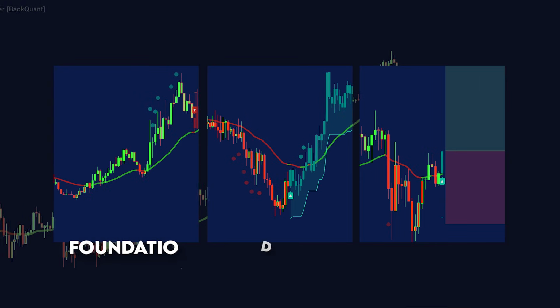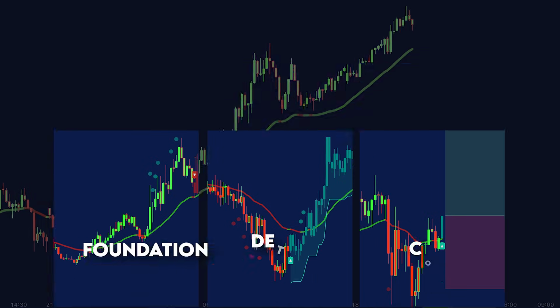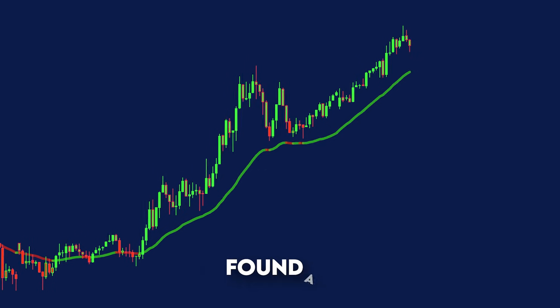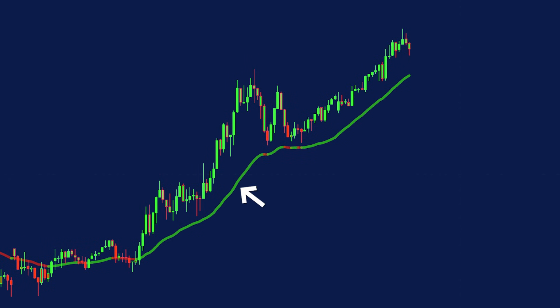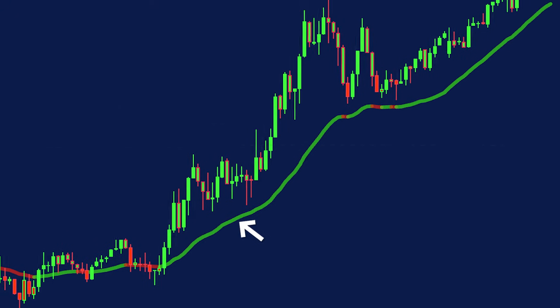Now let me show you how these 2 indicators combo create the only trading system you'll ever need. The foundation is identifying institutional fair value with the Kalman VWAP. This line represents where smart money considers price balanced based on volume-weighted transactions.